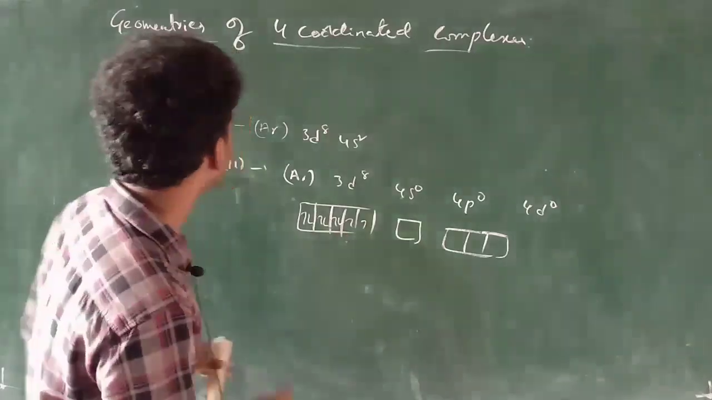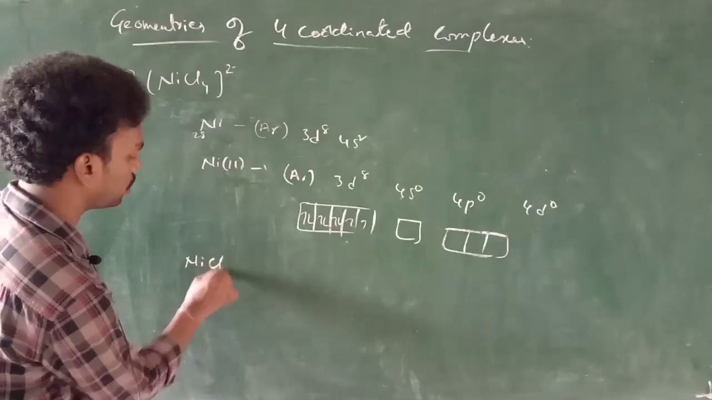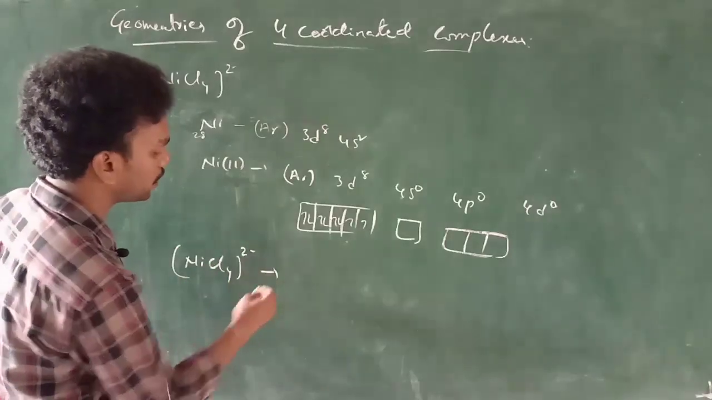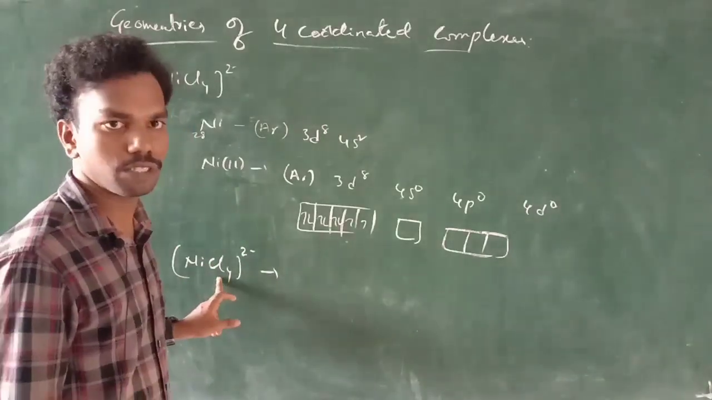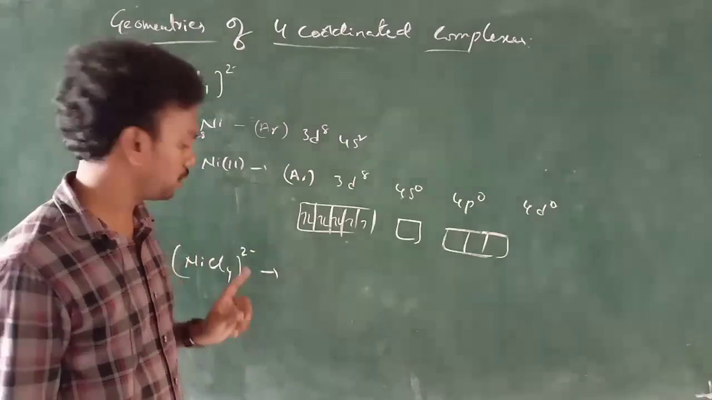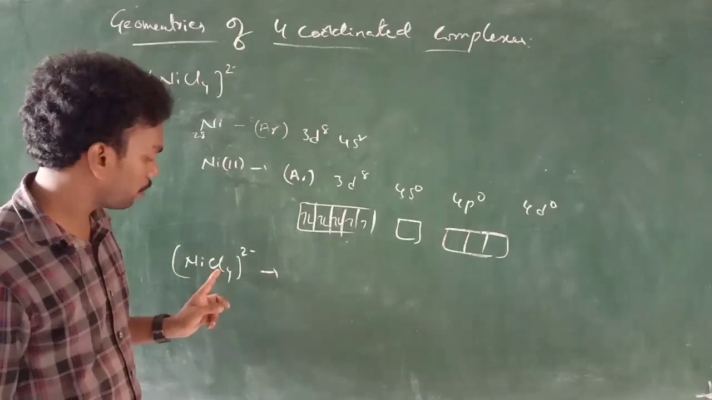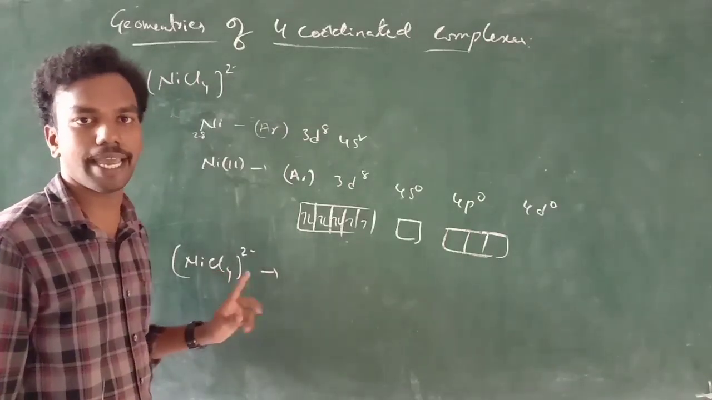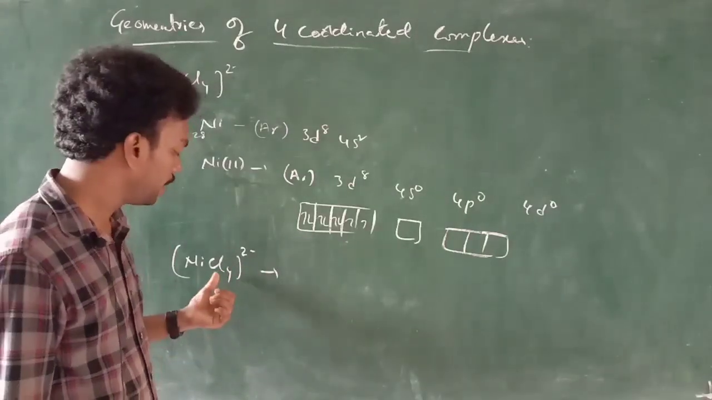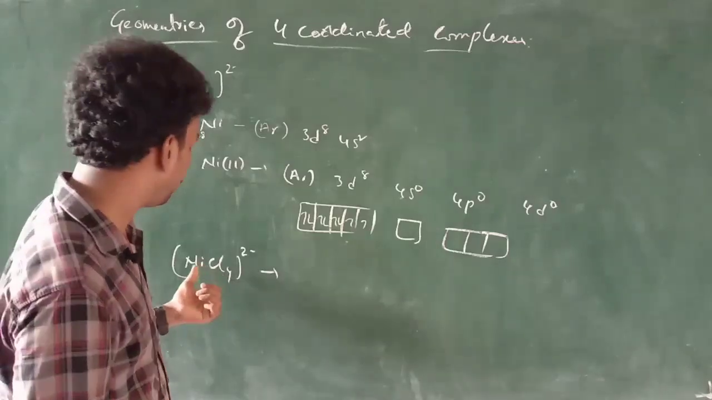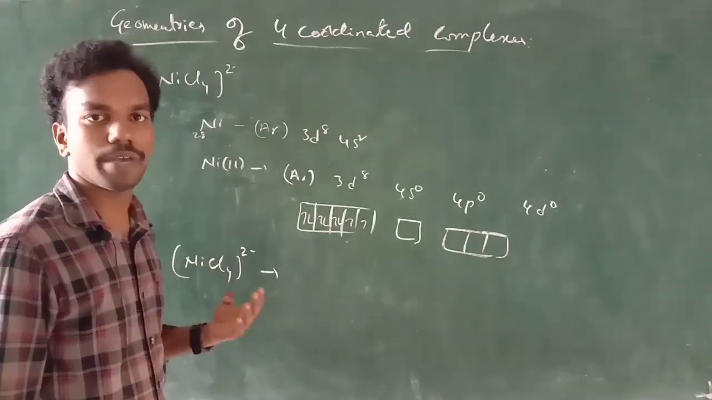Now in this complex NiCl4 2 minus, we have 4 chlorines, and each chlorine donates 1 lone pair of electrons. So how many lone pairs are donated by chlorine here? 4 into 2, a total of 8 electrons and 4 lone pairs donated by these 4 chlorine atoms. So nickel needs 4 vacant orbitals.